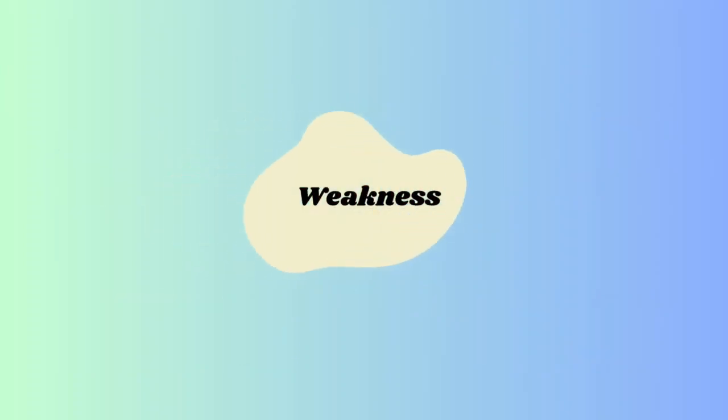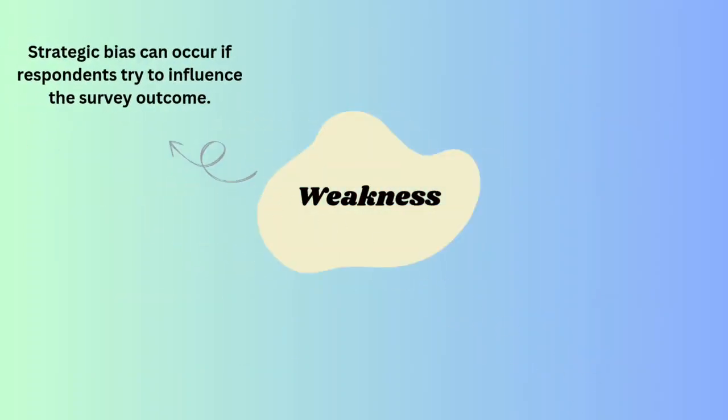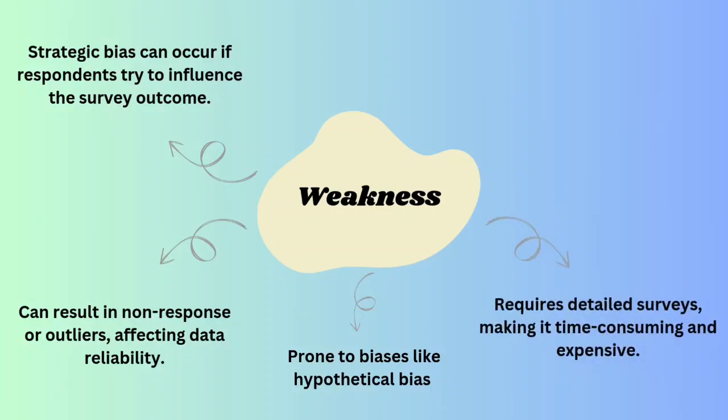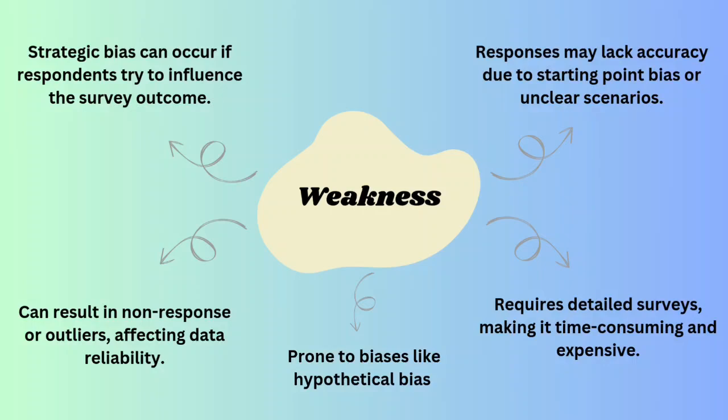So, how about weaknesses? Strategic bias can occur if respondents try to influence the survey outcome. CVM can result in non-response or outliers affecting data reliability. Next, it can be prone to biases like hypothetical bias. Moreover, it requires a detailed survey, making it time-consuming and expensive. Lastly, responses may lack accuracy due to starting point biases or unclear scenarios.